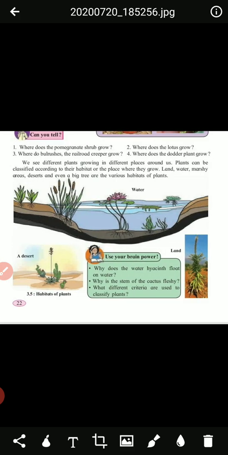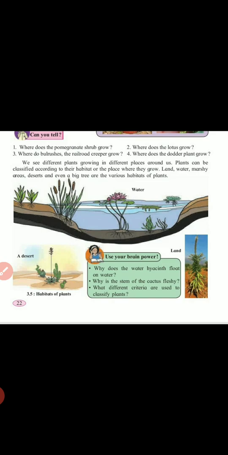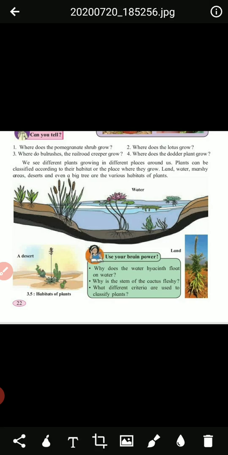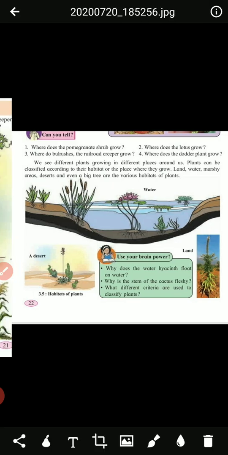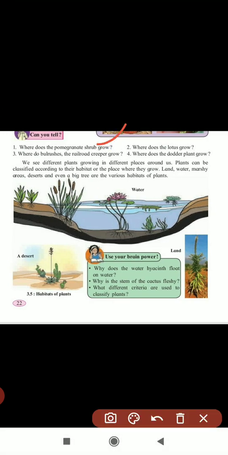Next part. Where does the pomegranate shrub grow? The pomegranate shrub is a terrestrial plant. So this grows on the where? It grows on land. Where does the lotus grow? You know that the lotus grows in the water, inside the water, because it is an aquatic plant. So it grows inside the water, and its leaves and flowers are floating on the water.